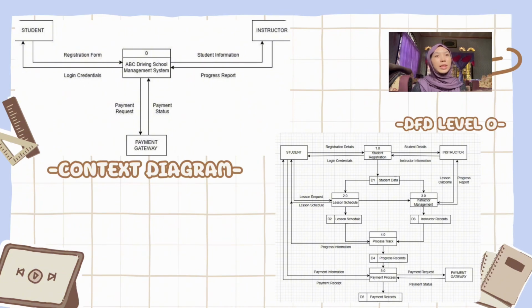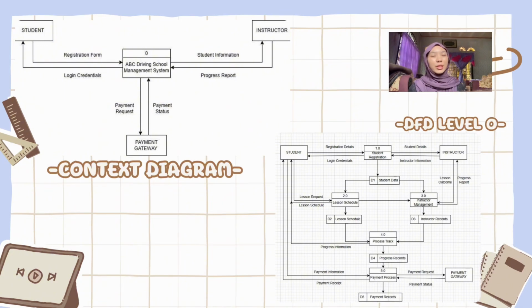The fourth process is progress tracking. The process receives information from the lesson schedule and the instructor record. It updates the student progress and stores it in D4, which is progress record. The student can also view the progress information.